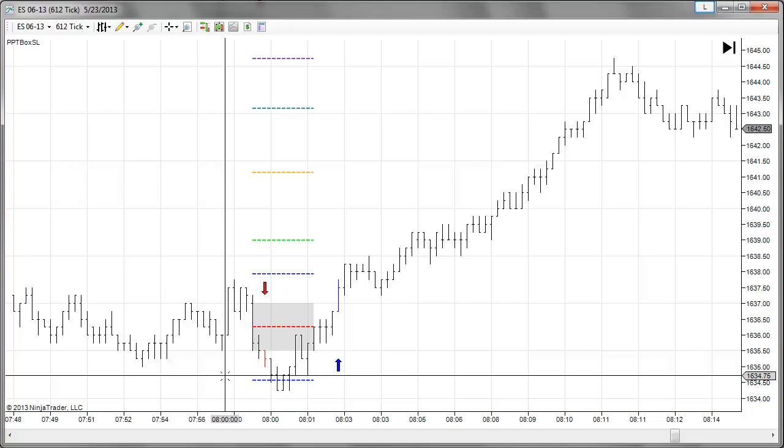What's kind of nice about it is by now you know that a sound goes off when a new box forms. So what I like to do is get some work done or do some other things, and I have my volume up. As soon as I hear the chime, I can go back to my computer and get ready for the trade. So it's really kind of nice that way.